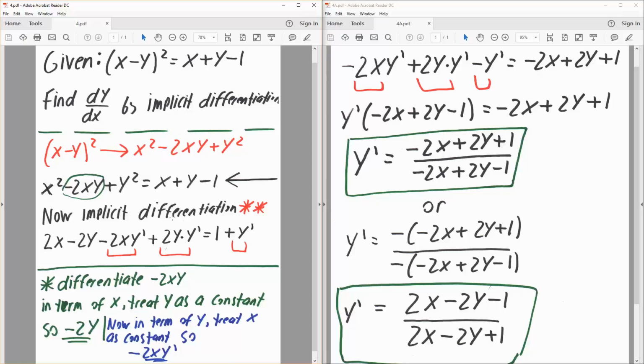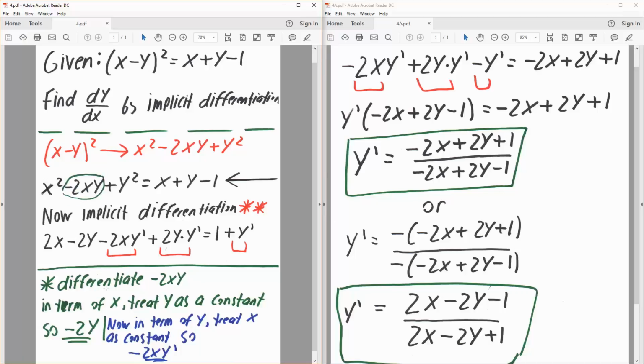And now we will use implicit differentiation. So x squared would simply be 2x. The derivative in terms of x for x squared is 2x. And now we'll do negative 2 times x times y. This is maybe a little challenging.